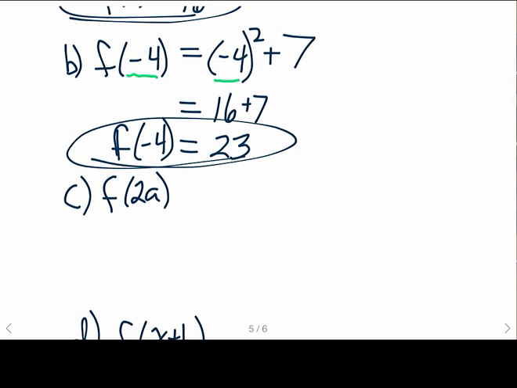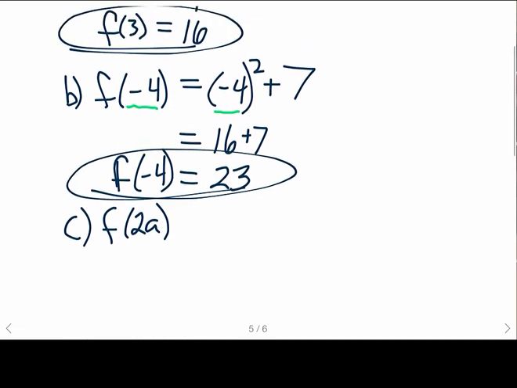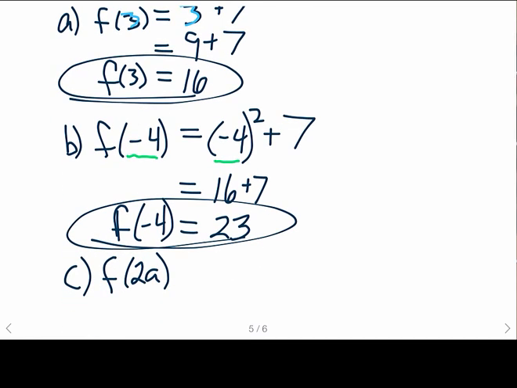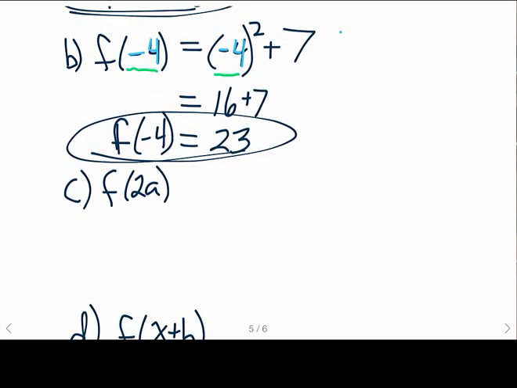Next we have something that looks a little weird, f of 2a. Now let's kind of scroll up and see what we've just done. Originally we had f of x equals x squared plus 7. And what that indicated to us was that, for instance, when x was 3, we would put 3 in place of x, 3 squared plus 7. When the argument was -4, we squared -4 and added 7.